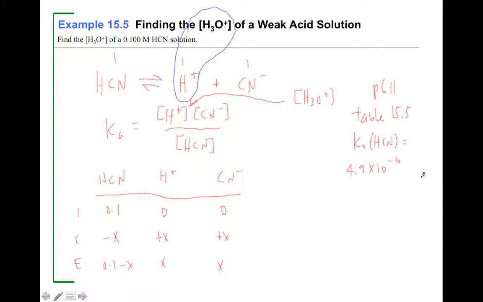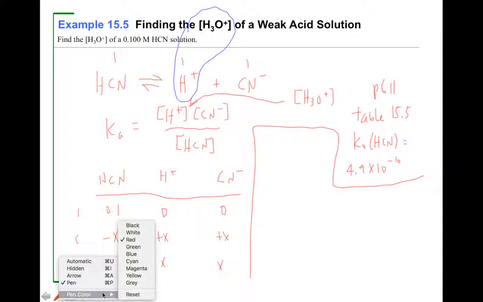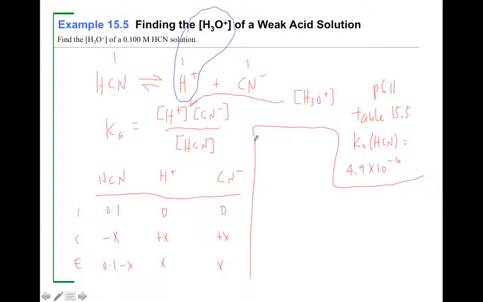I haven't really left myself enough room here, so let me come here with a different color, blue, to make it easier for you to see. I'll go kind of small and write real neat. K is equal to x squared over 0.1 minus x. What I'm going to do is assume x is small, in which case this becomes x squared over 0.1.